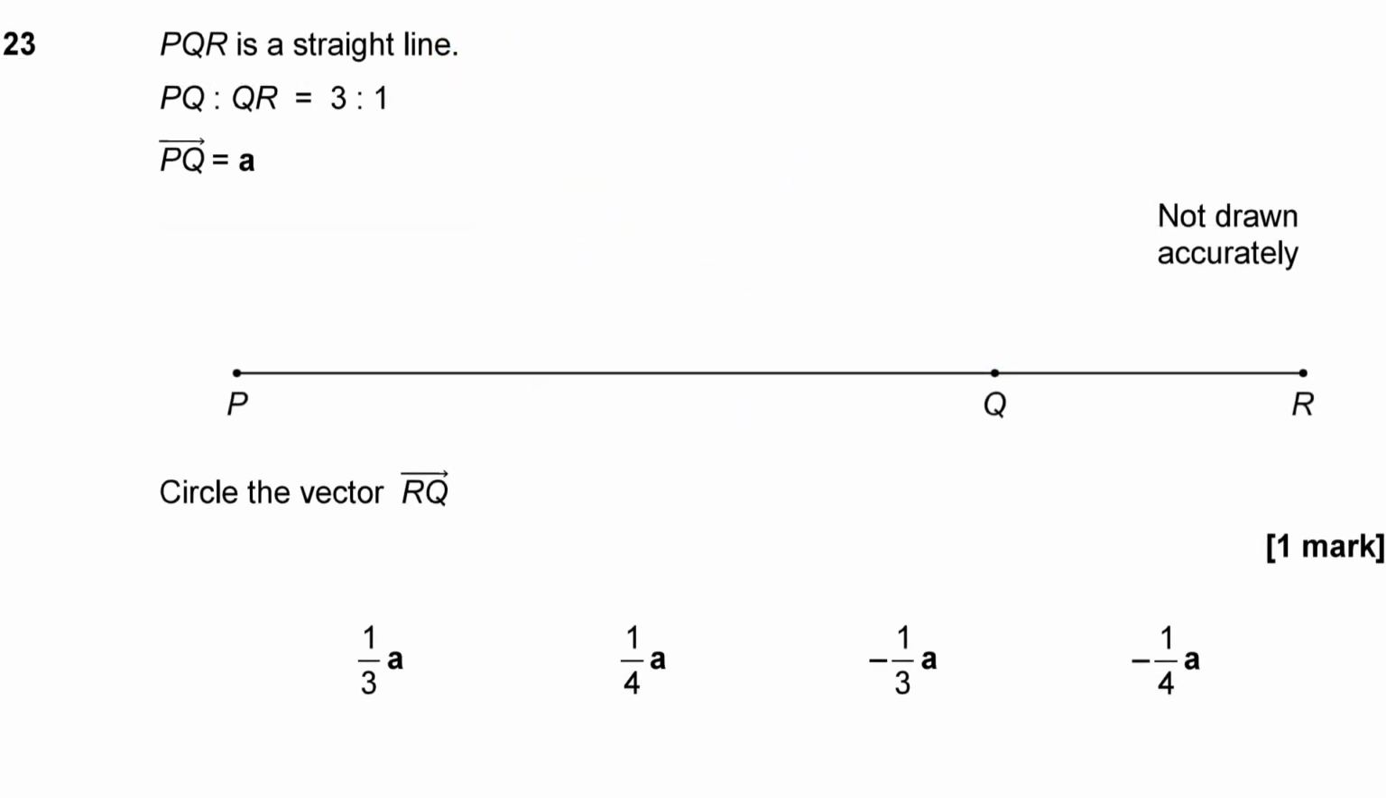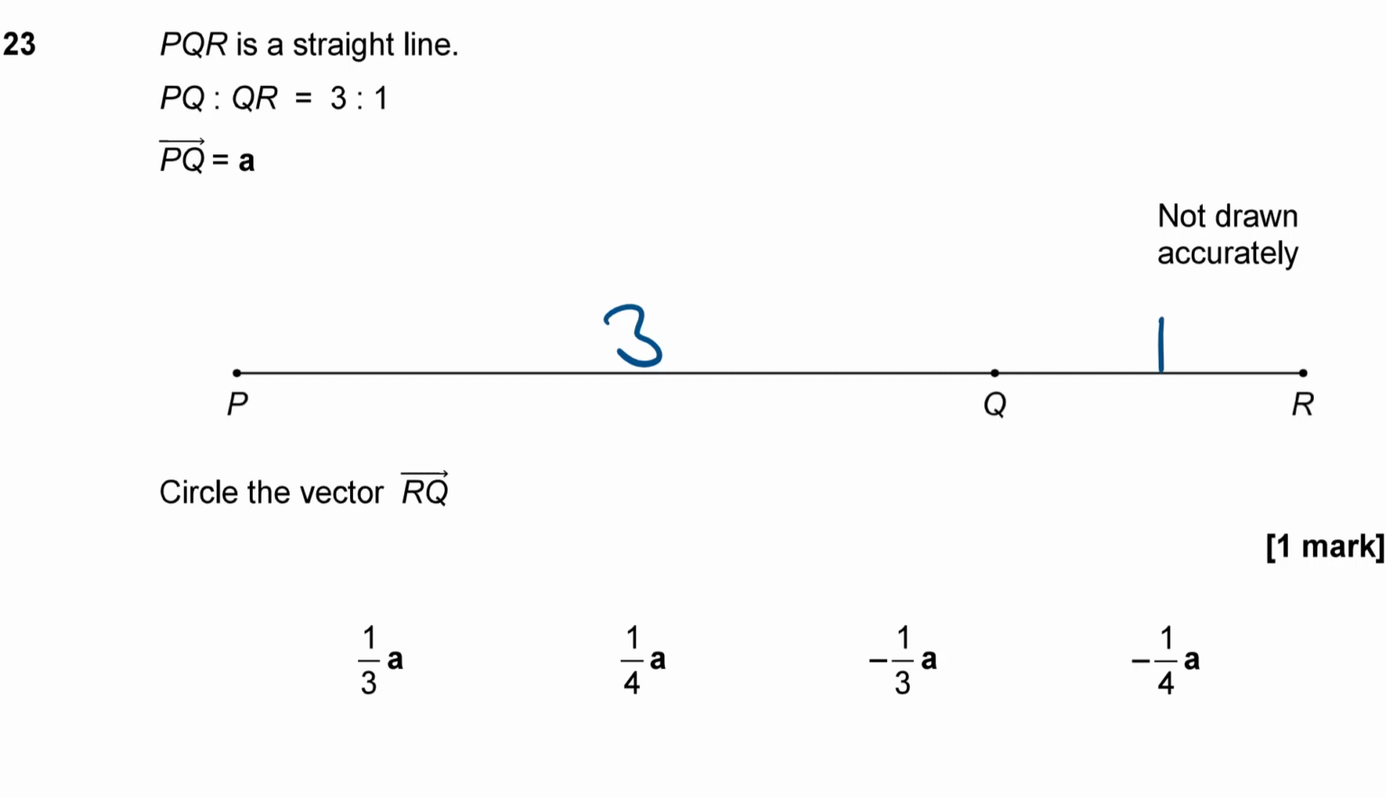Question 23. PQR is a straight line, and we're told that the ratio of PQ to QR is in the ratio of 3 to 1. Which basically means this part of the line is 3 times bigger than this part of the line, isn't it? Okay, and we know that P to Q is the vector a. So what is the vector R to Q?